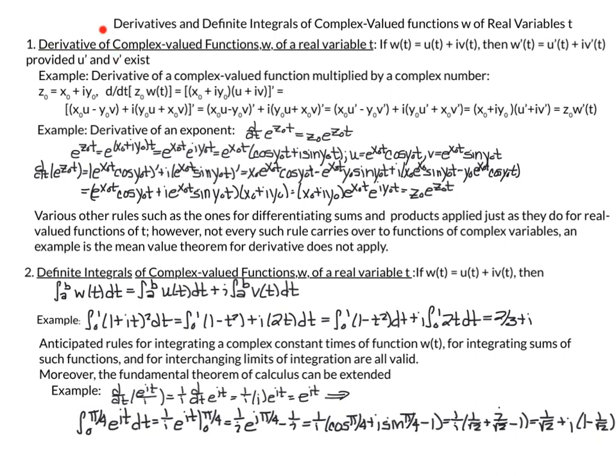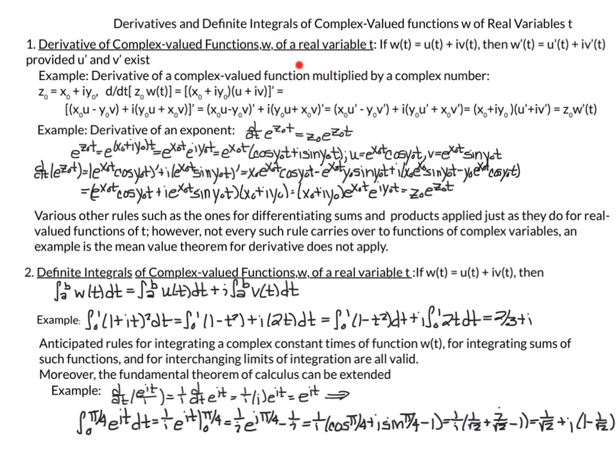First, we will look at the derivative of complex valued functions of real variables. So if we have a complex valued function w, which is equal to u of t plus i v of t, then the derivative of w is equal to u prime of t plus i v prime of t, provided u prime and v prime exist.